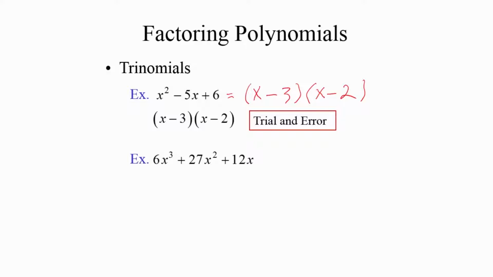Another trinomial you want to factor here. You have 6x to the third plus 27x squared plus 12x, right? The first thing you want to do, you look at the greatest common factor. That was the first thing in factoring we learned. Greatest common factor, right? What is the greatest common factor between the constants 6, 27, and 12? The greatest common factor is 3.